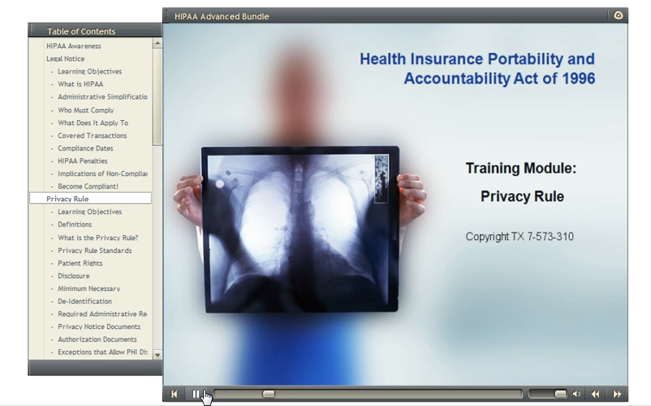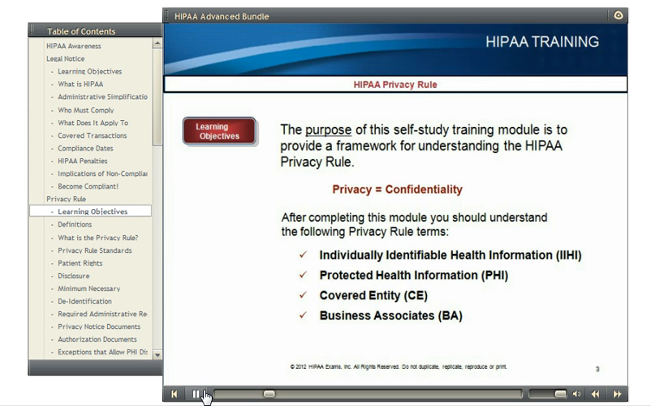Health Insurance Portability and Accountability Act of 1996. Training Module. Privacy Rule. Learning Objectives. The purpose of this self-study training module is to provide a framework for understanding the HIPAA privacy rule. Privacy equals confidentiality. After completing this module, you should understand the following privacy rule terms.